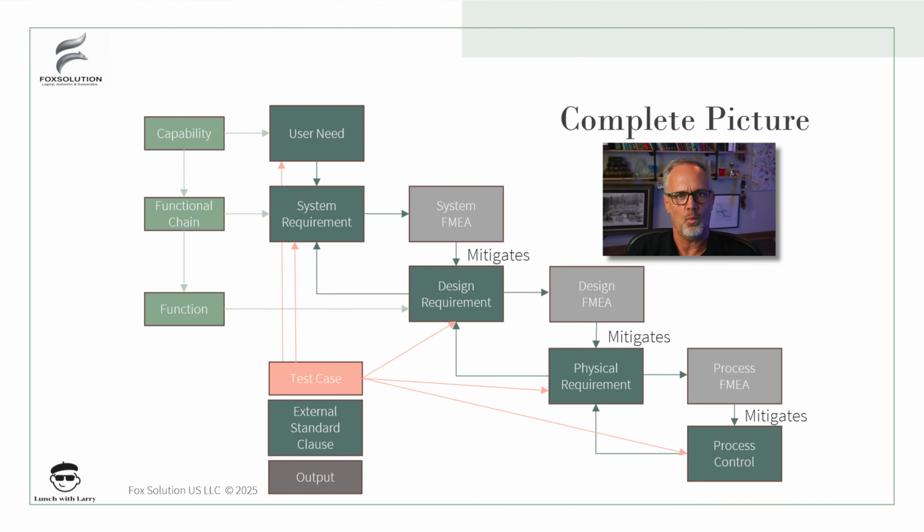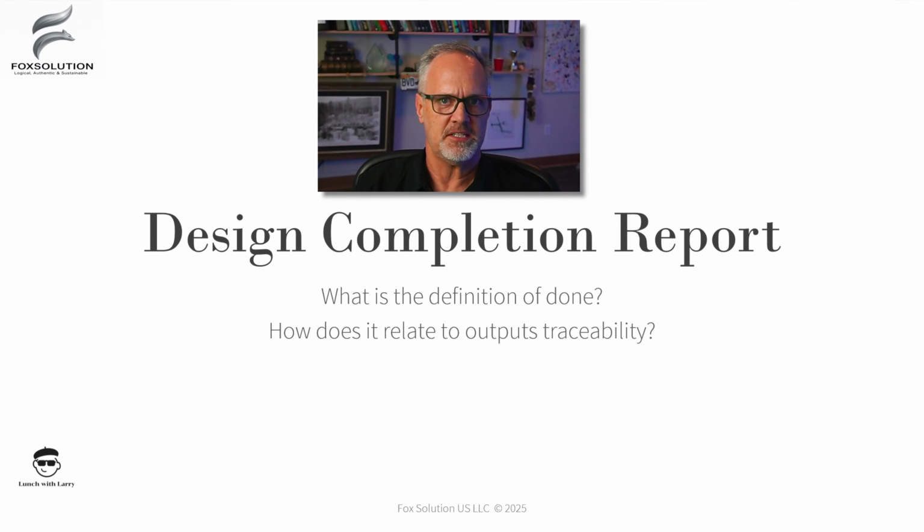What is it that we want from a reporting standpoint? Why are we even developing this design control system? I'm just going to give you one example of that, and that's the design completion report. The purpose of this is to understand what is our definition of being done with the design and how does it relate to the output's traceability. I'm going to try to answer both of those questions.